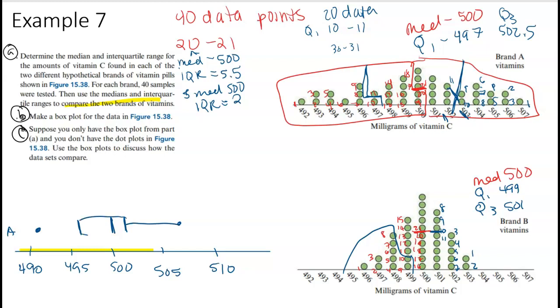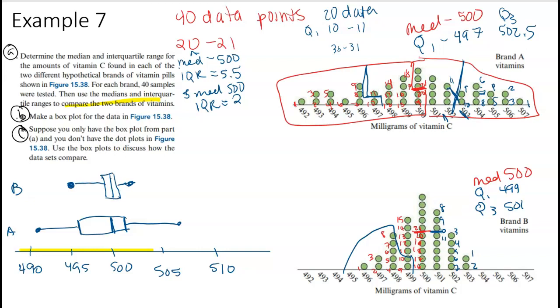So it's going to look something like this. And for B, our lowest value is 496. Our Q1 is 499, our median is 500, our Q3 is 501, and our highest value is 503. So we can see that distribution right there.